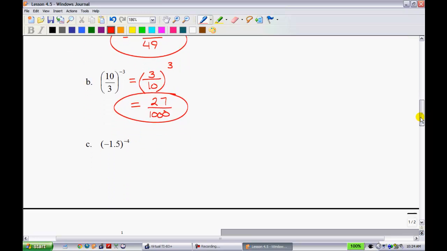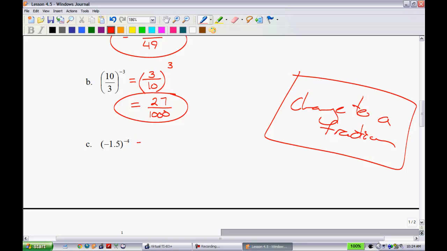What happens when we have a decimal? Well, with a decimal, you can deal with it a couple different ways. My suggestion is to change to a fraction for this one. So that's what I'm going to do. I'm going to rewrite this as -3/2 all raised to the power of -4. Okay. So now that I've done that, I'm going to take the reciprocal because I want to get rid of that negative exponent right here.